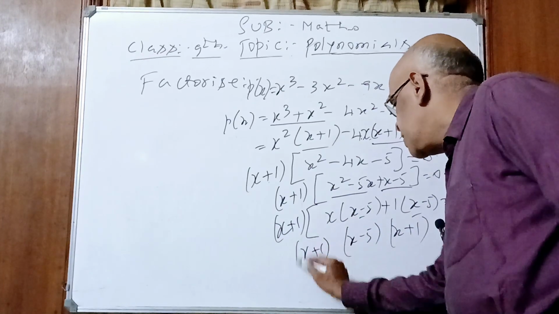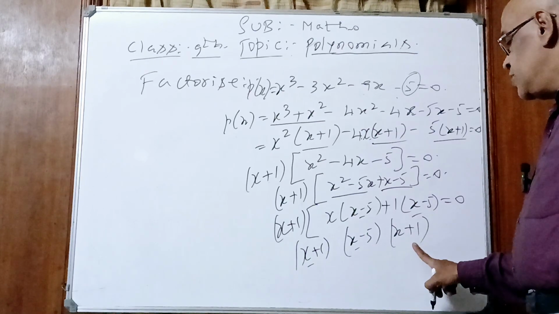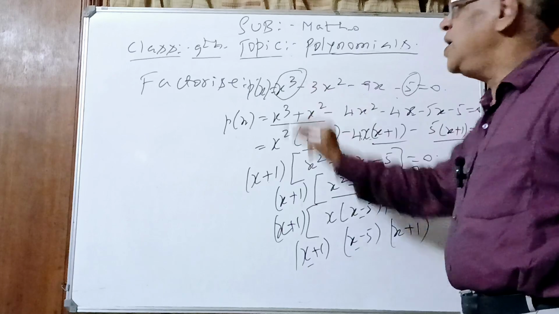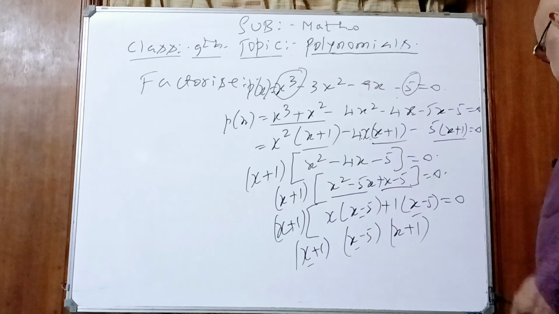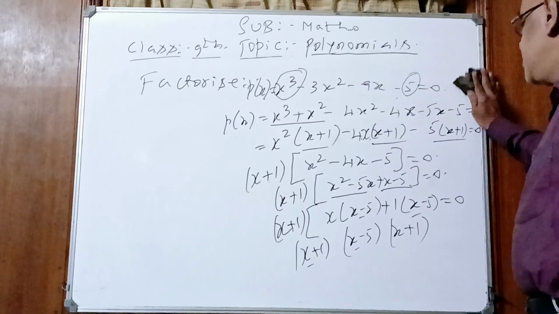x plus 1. See, it has 3 zeros. x is equal to 5, x is equal to minus 1, x is equal to minus 1. 3 zeros because it's a cubic polynomial. Yes or no, children? Please practice this and get your doubts clear.